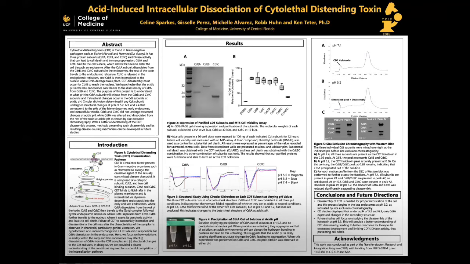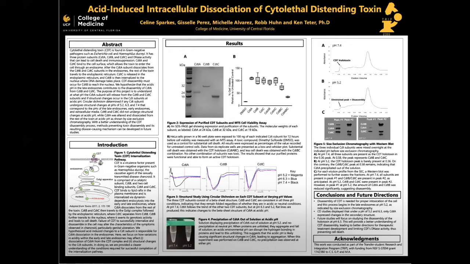As seen in Figure 5, size exclusion chromatography determined dissociation of the holotoxin under acidic conditions. At pH 7.4, all subunits were found at the 0.36 peak, and at the 0.58 peak, only CDTB and CDTC subunits were found. At pH 5.2, no holotoxin was found at the first peak, but the 0.58 peak remained unchanged, suggesting precipitation of CDTA out of solution. All of this was confirmed by a Western blot.